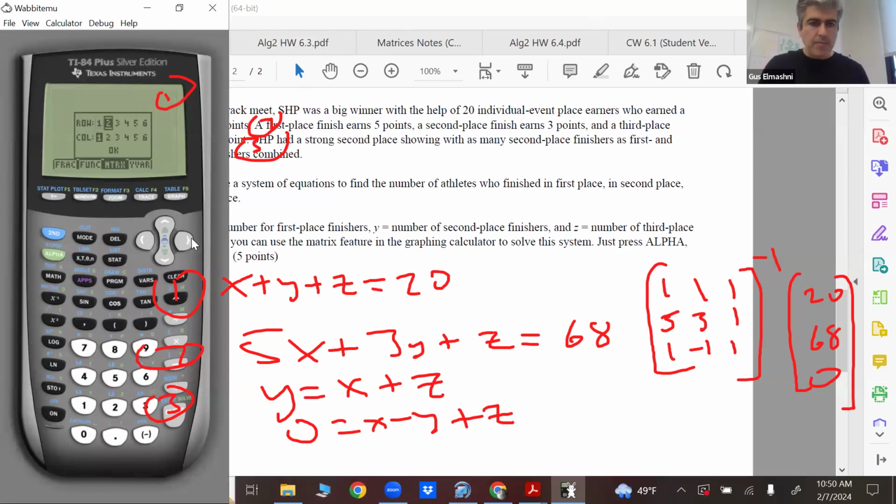Alpha zoom. 1, 5, 3, 1, 1, negative 1, 1. Do it again. Alpha zoom. 20, 68, and 0. And there we go. 7, 10, 3.